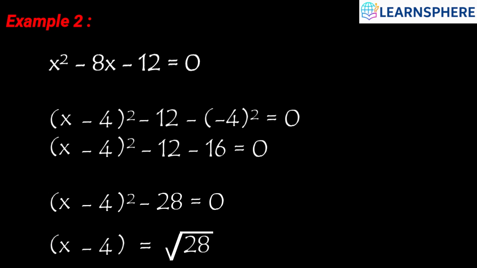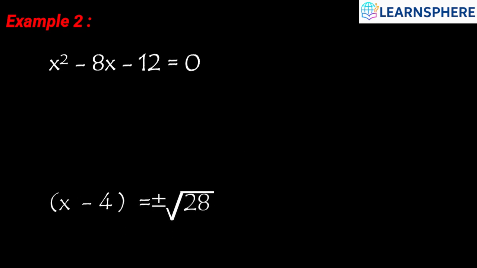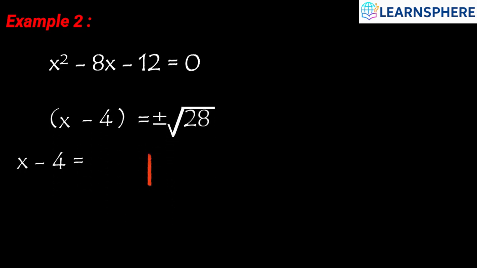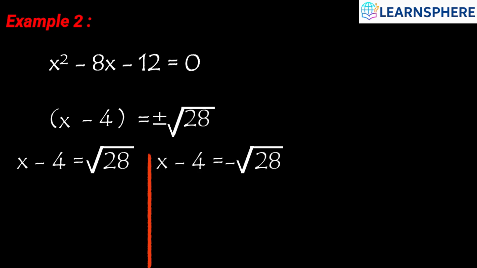Therefore, our equation can be reduced to x - 4 equals positive or negative square root 28. And we will have two equations, which are x - 4 equals positive square root 28 and x - 4 equals negative square root 28. Now to solve for x, we bring the negative over to the right-hand side, where we'll get x equals positive square root 28 plus 4.